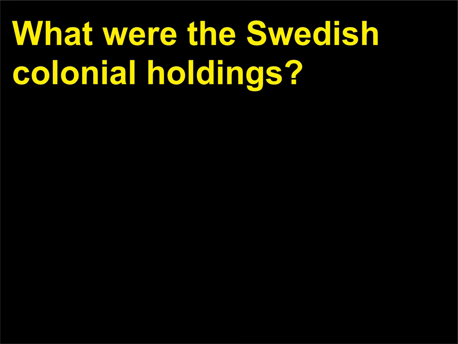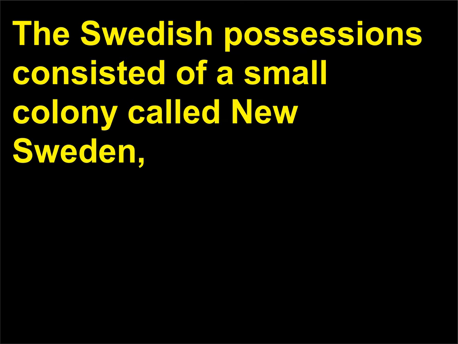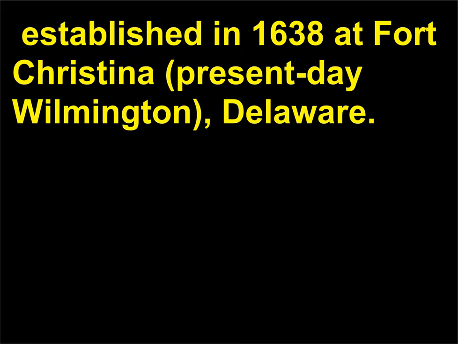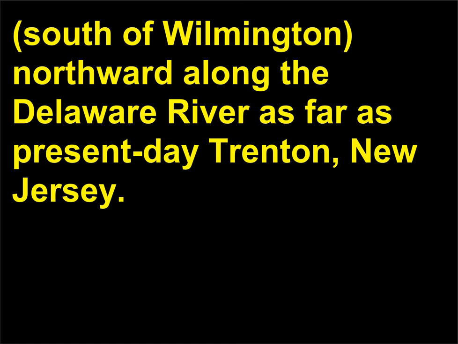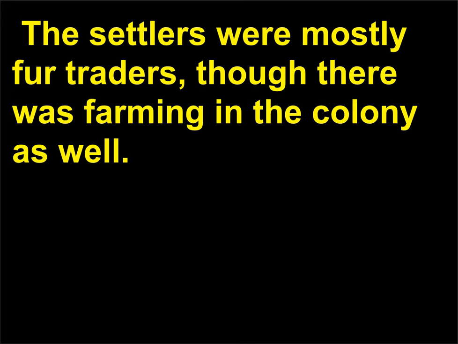The Swedish possessions consisted of a small colony called New Sweden. Established in 1638 at Fort Christina, present-day Wilmington, Delaware. The Swedes gradually extended the settlement from the mouth of the Delaware Bay, south of Wilmington, northward along the Delaware River as far as present-day Trenton, New Jersey. The settlers were mostly fur traders, though there was farming in the colony as well.